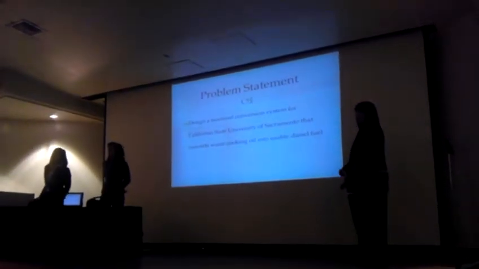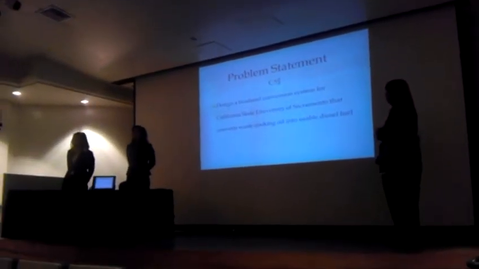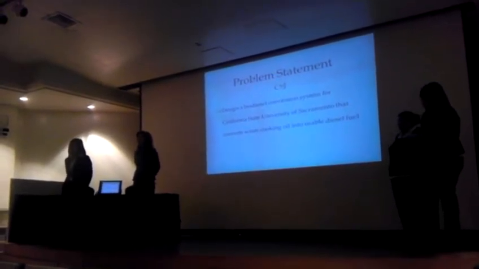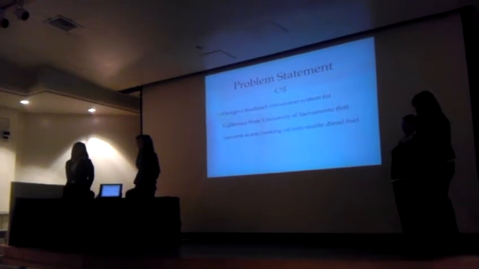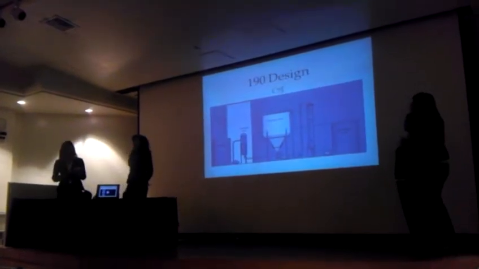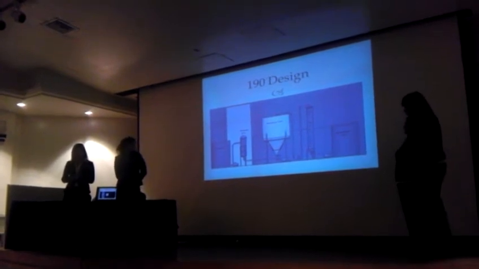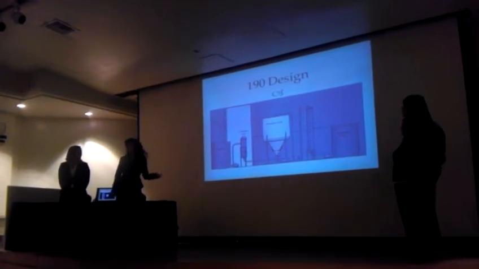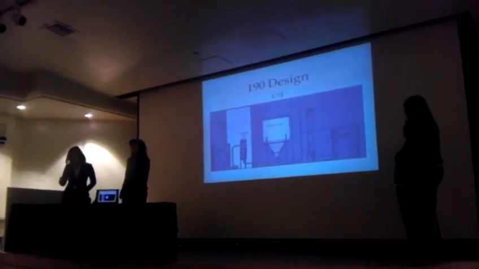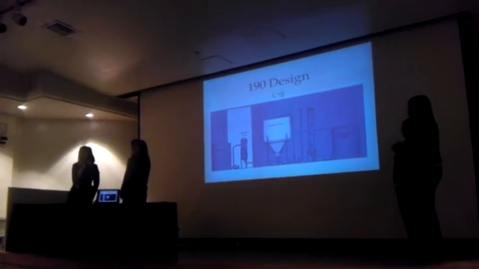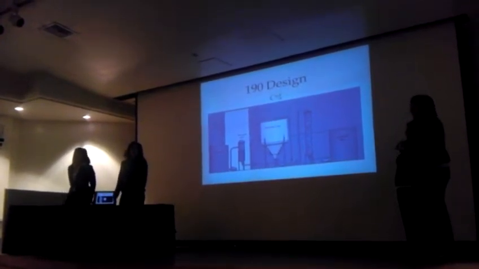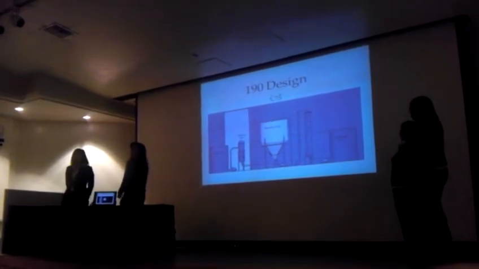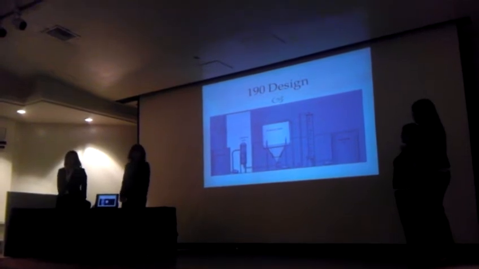Our problem statement is to design a biodiesel conversion system for California State University, Sacramento, to convert waste vegetable oil into usable diesel fuel. This is the design at the end of last semester. It starts with the waste cooking oil going through the filtration unit, and then it gets pumped into the processor tank where it's heated and circulated and the chemicals are added, and then the reaction occurs. Then it goes to the dry wash tank where impurities are removed to ensure good quality biodiesel, and then it goes into the storage tank.